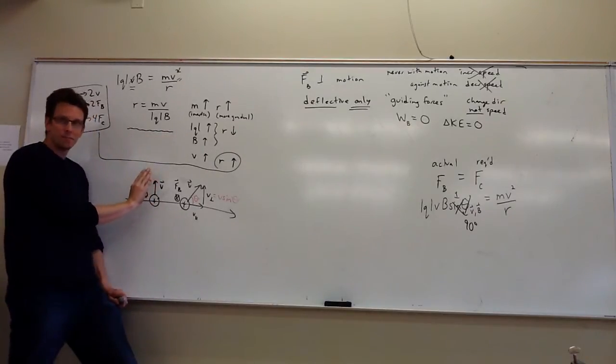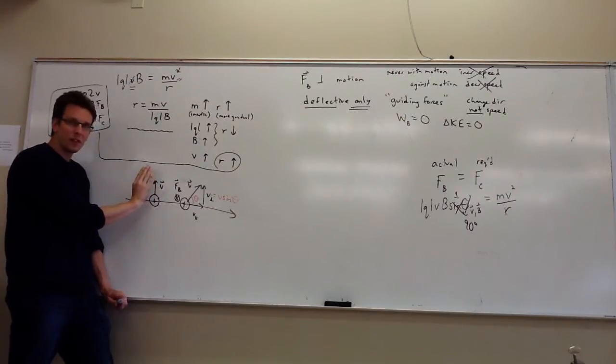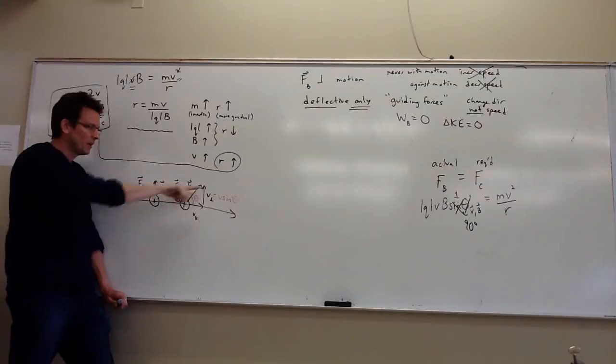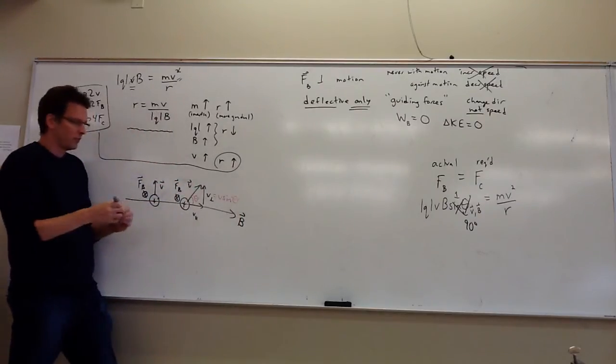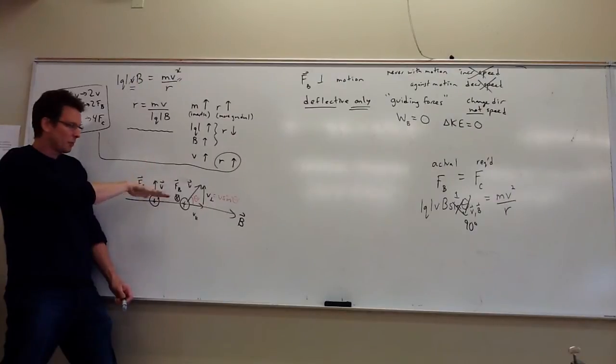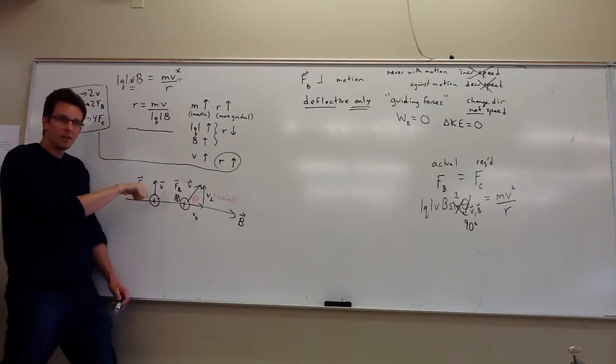Here's my V. I point my fingers with V. I try to figure out how to orient my palm to slap it into B. B is now that way. This is the magnetic field. So I slap V into B, right? V slapped into B, the force is into the page. And that's, of course, how I knew that, okay?